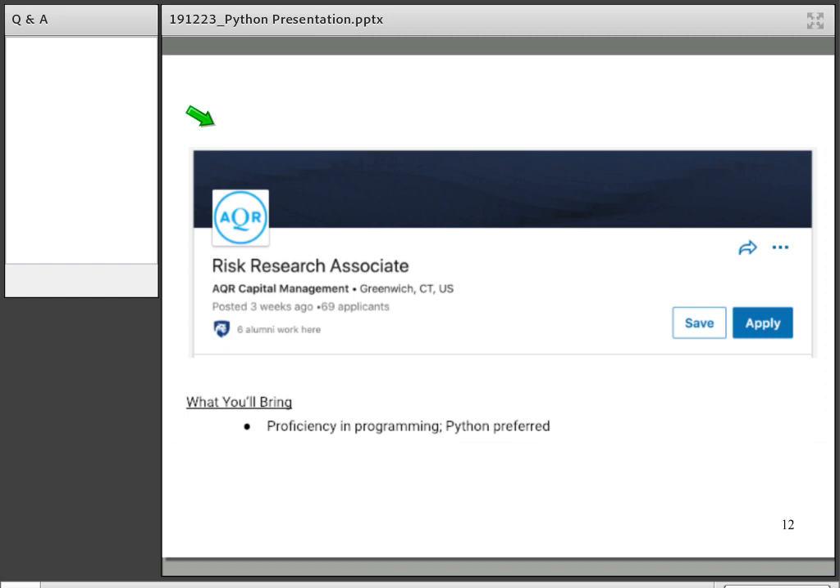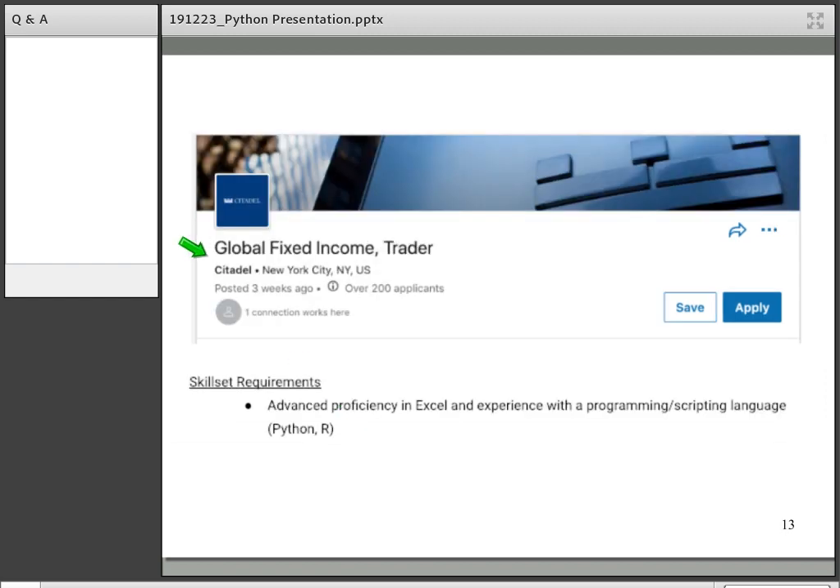But for example, AQR Capital Management, the second largest hedge fund in the world. You see here the position for a risk research associate: what you'll bring, proficiency in programming, Python preferred. We go over to Citadel, which is one of the largest hedge funds in the world, and Ken Griffin is one of the billionaires in the world, a global fixed income trader. So not only equity trading desks, but we see it on fixed income desks. We see it through all the desks over there.